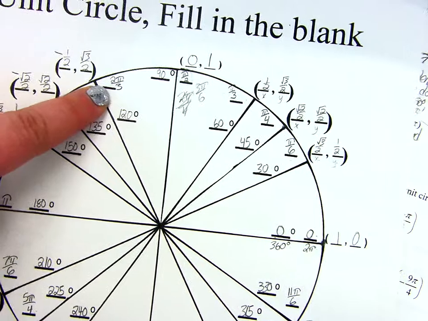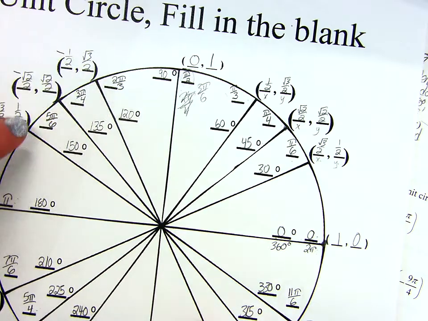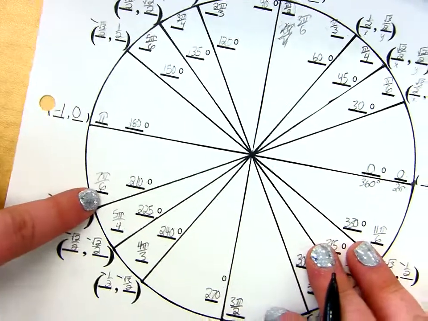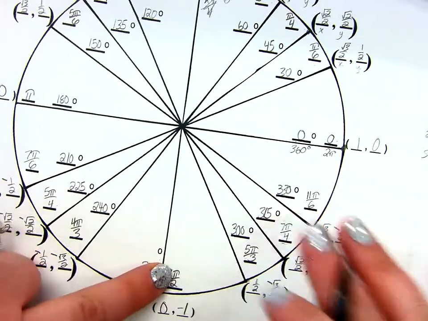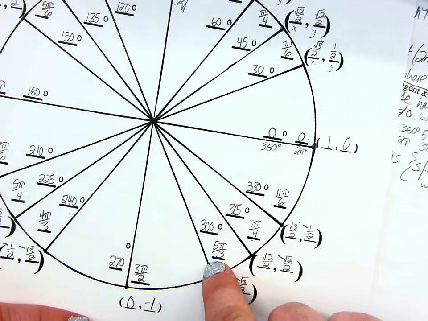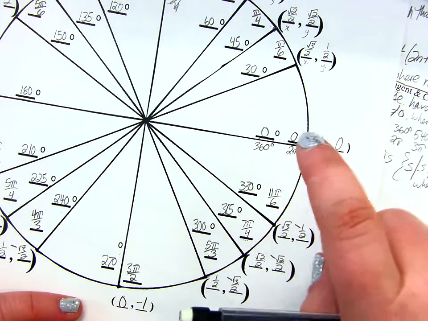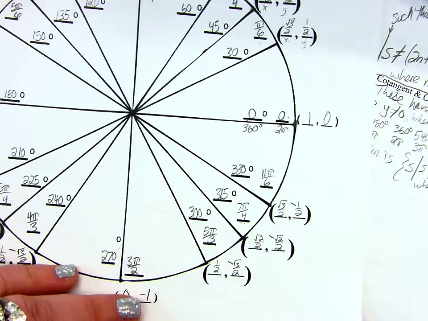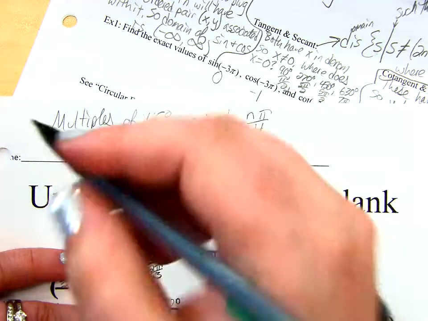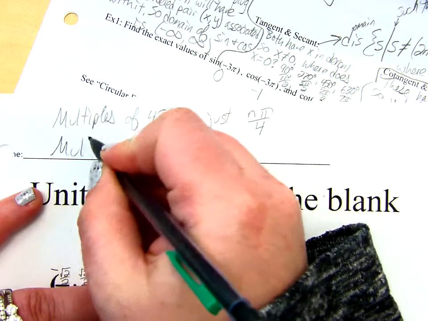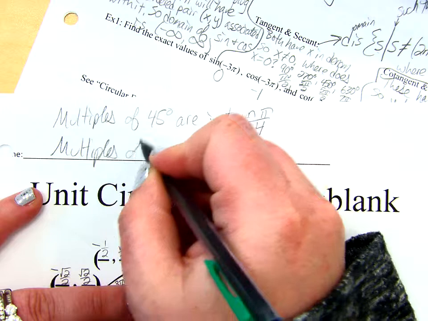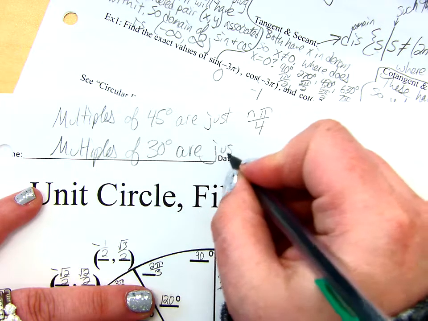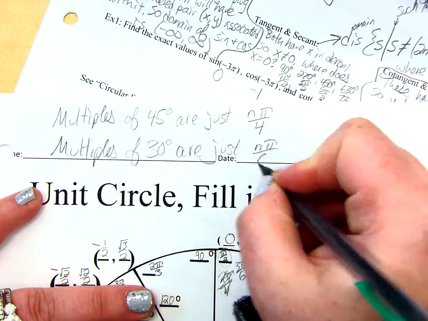4 pi over 6. You just reduce it. 5 pi over 6. 6 pi over 6. 7 pi over 6. 8 pi over 6. 9 pi over 6. 10 pi over 6. 11 pi over 6. And 12 pi over 6. So every multiple of 30, it's the same thing. You're just going to do it pi over 6. Multiples of 30 degrees are just n times pi over 6.